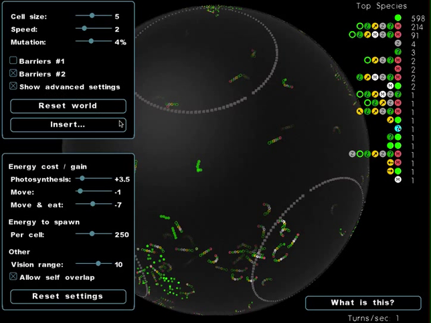And if you click on Show Advanced Settings, you can also adjust some more advanced parameters. So how much energy is gained by photosynthesizing, how much energy is lost by moving and eating, the energy required to spawn, and the distance that a critter will look ahead.